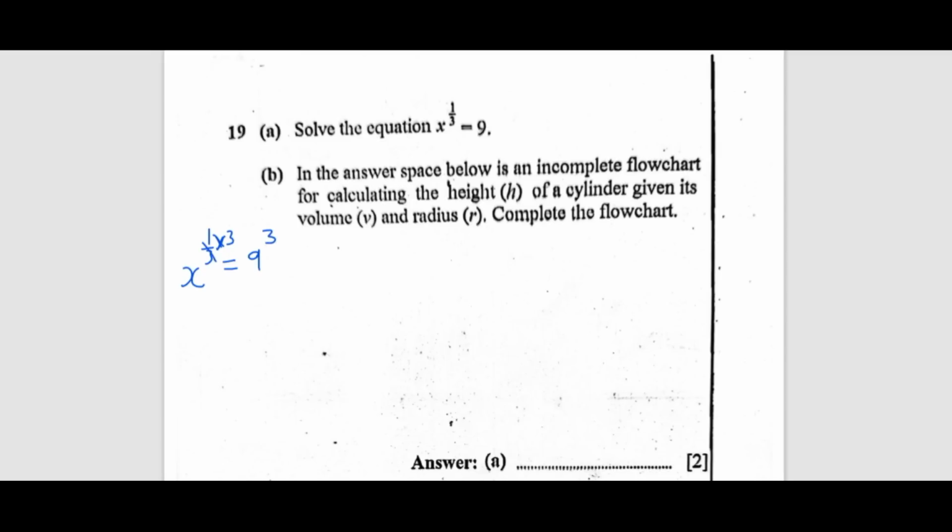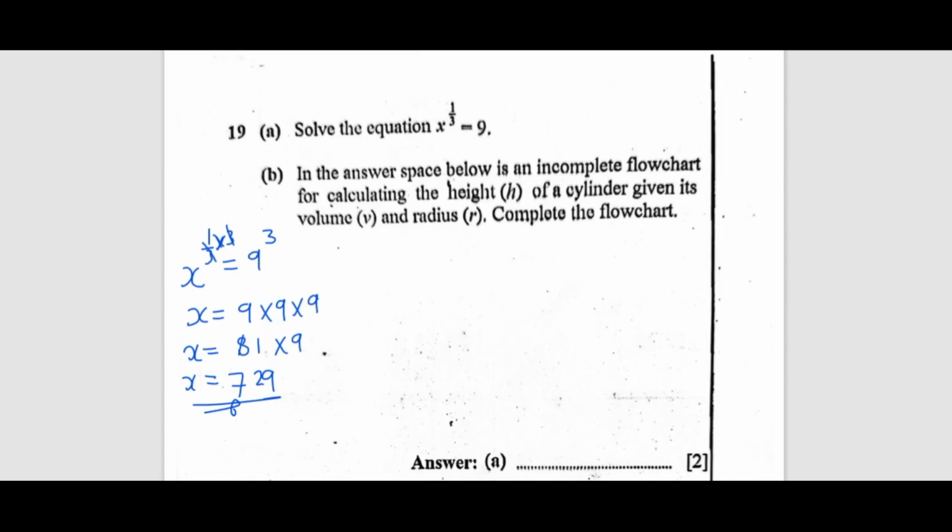So now that this will cancel, we have x is equal to 9 multiplied by 9 times 9. We know that 9 times 9 is 81, times 9. So 9 times 1 is 9. Then 9 times 80. So 9 times 8 is 72. So the final answer is 729.